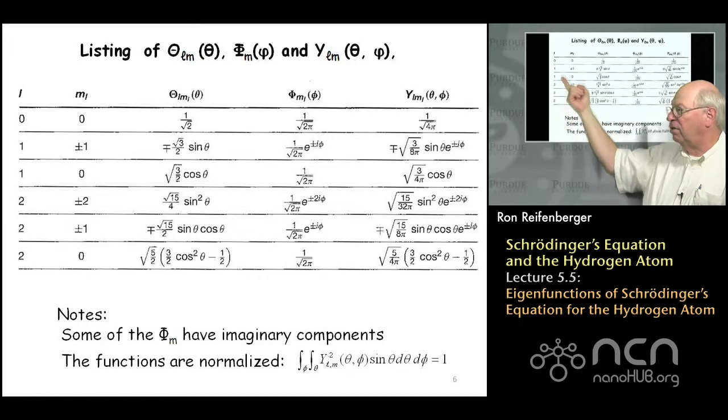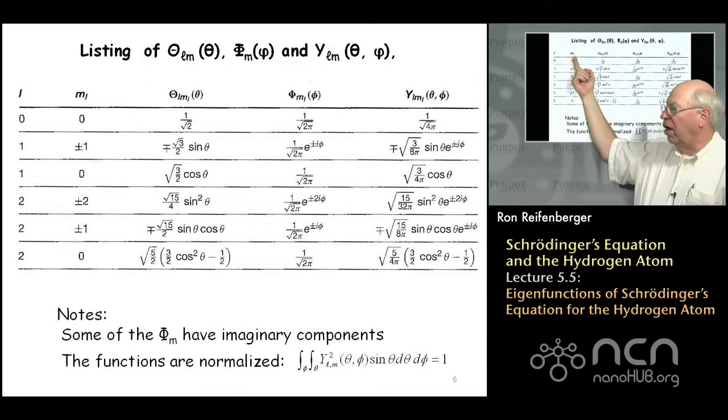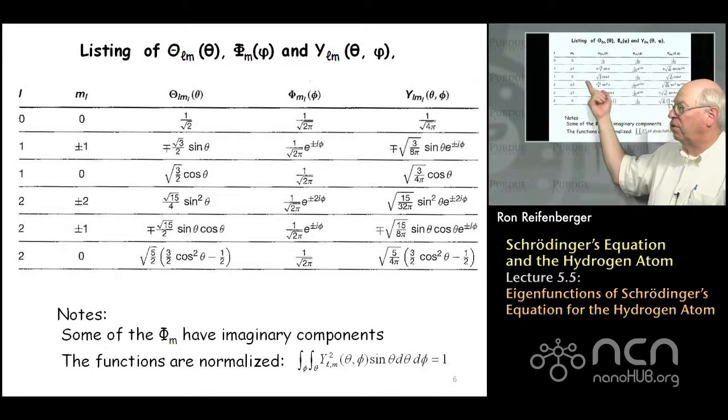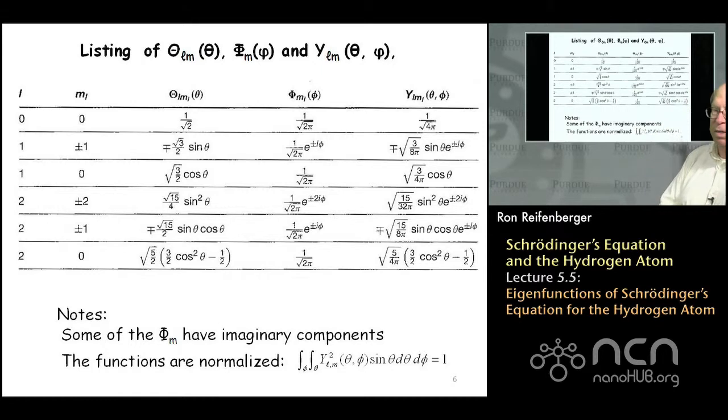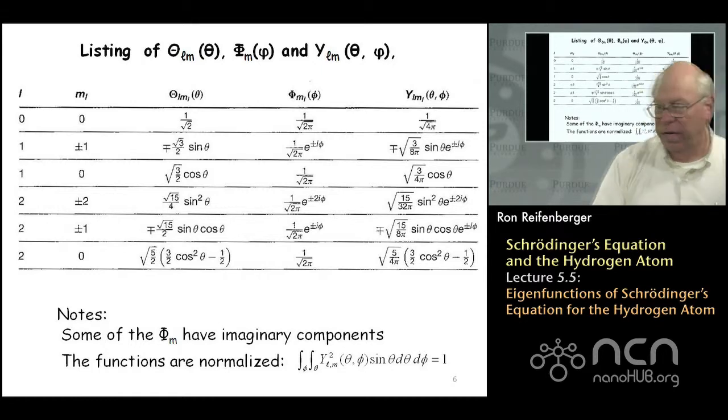There are values for script L. These are integer values: 0, 1, and 2. There are also values for small m. Very often, small m is subscripted by this parameter L, and that will become clear later in the semester. But small m always has to be less than or equal to script L, and m can be either positive or negative, as you can see. For each choice of L and m, you can then read off directly what the solutions of Schrödinger's equation are.